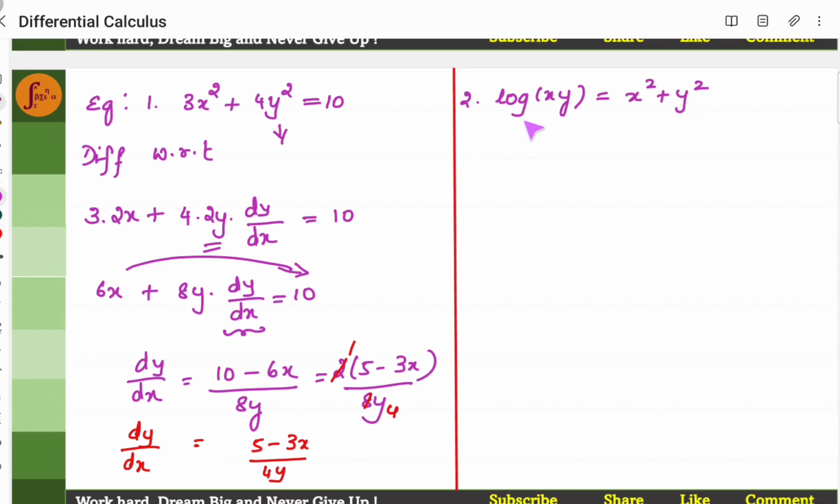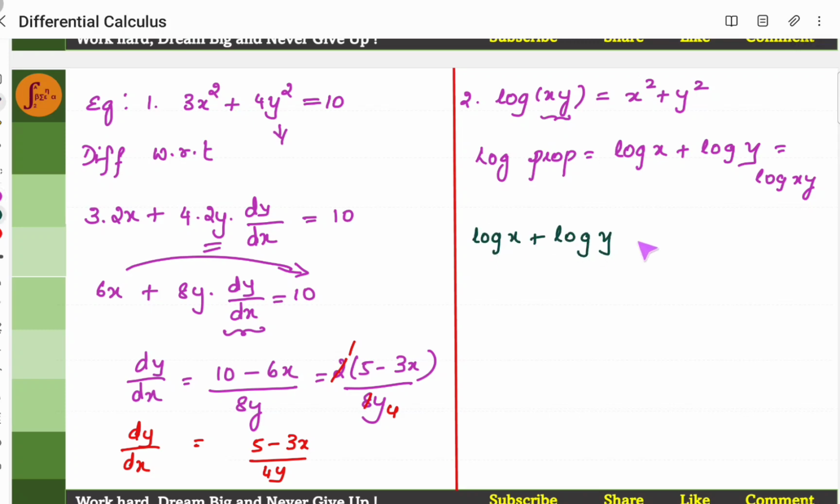Now let's take another example. Here, if you notice, it is x into y, right? So it is log of x into y. There is a logarithmic property which says log of x into y is log x plus log y. You can write it like this. So let's split it like that. So we'll write log x plus log y is equal to x square plus y square.